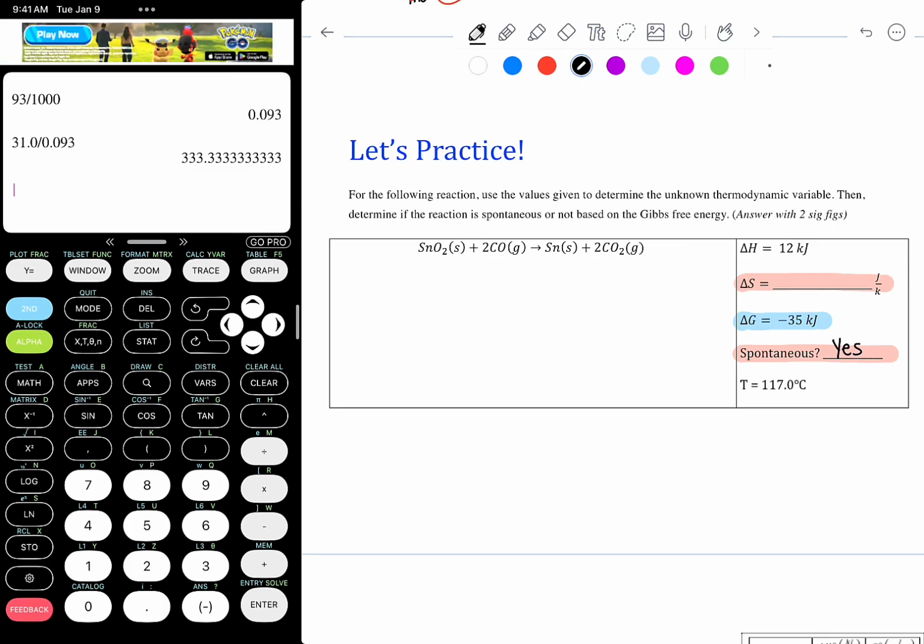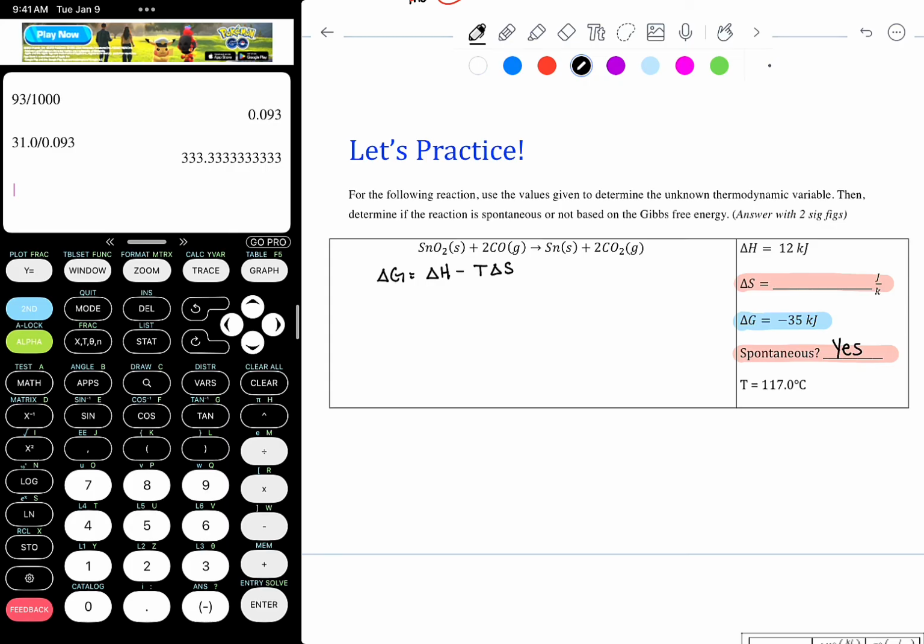So now let's work to solve for delta S. We know our equation is delta G is equal to delta H minus T delta S. We can go about this multiple different ways. You can rearrange your equation and then solve for delta S. You can plug in your values, simplify, and then solve for delta S. Whatever you prefer is fine by me. You just gotta make sure you're getting your signs correctly.